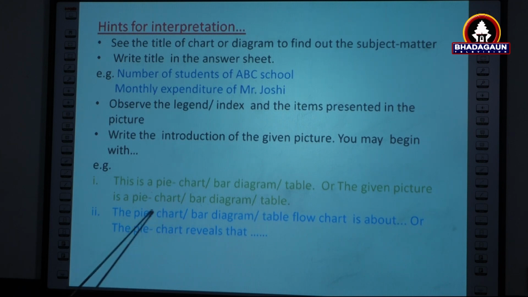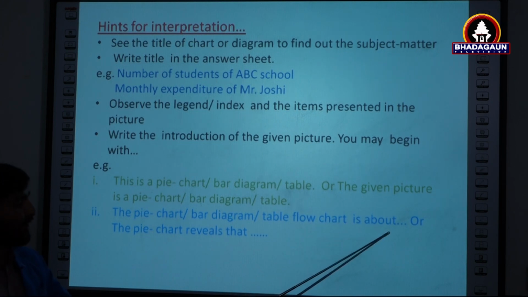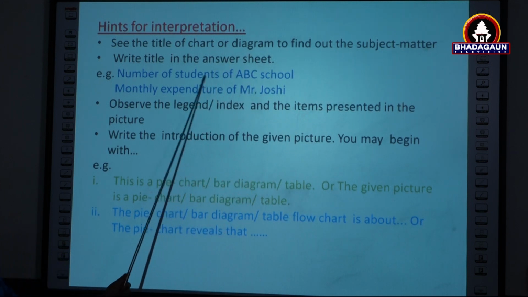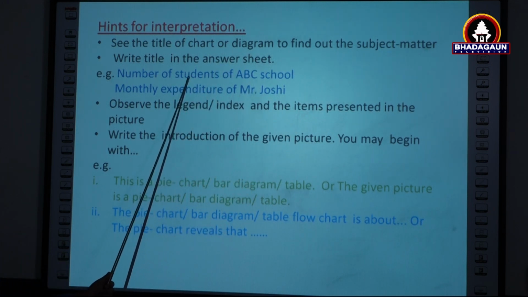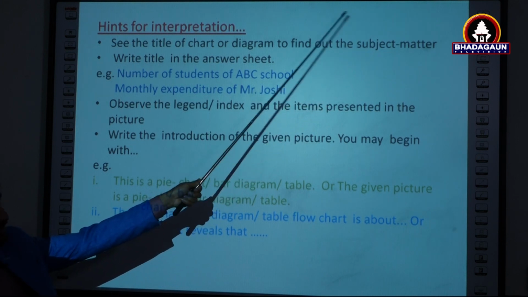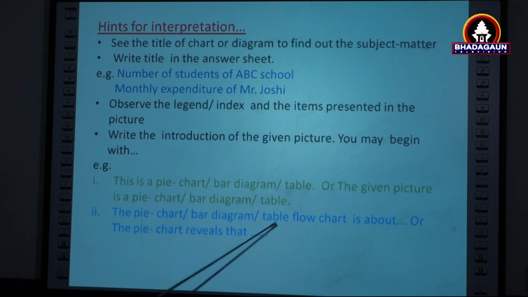So what will the second line be? It states what the purpose of presenting that para-orthographic text is. When you write the second line of that interpretation, you say the pie chart, bar diagram, table, or flow chart, whatever is given there, is about something. The content will be given either in the title form, or in the question. So you will write in such a way, or instead of this first sentence you can also say, the pie chart reveals that.